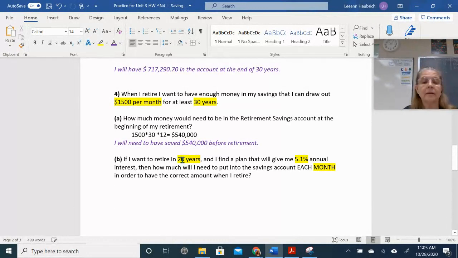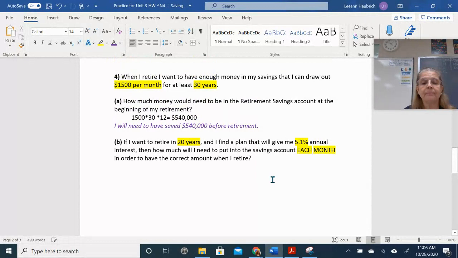So now it's saying, I want to retire in 20 years, and I want a plan that will give me 5.1% interest. How much will I need to put into the savings account each month in order to retire? So I know my end balance, the accrued balance, the balance I need at the end, has to be $540,000. And I'm going to add each month. So this is starting to sound like an annuity account to me. It's definitely sounding like an annuity account to me.